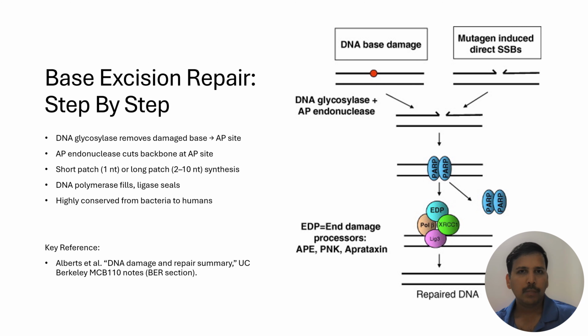This pathway is extremely important for fixing spontaneous damage. For example, cytosine deamination occurs continuously, and BER is what prevents that from turning every CG into TA over time. Defects in BER components can contribute to cancer and neurodegeneration, highlighting how vital this single base pair repair is.